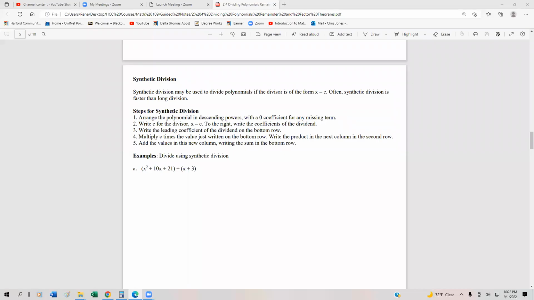As we've seen, we can divide two polynomials using long division, and long division always works no matter what. But sometimes it's a little bit easier to use this other method when a special type of polynomial is being divided, and that's called synthetic division. We're looking to divide synthetically when the divisor is of the form x plus c. So for example, if you had x plus 1 or x minus 3 or something like that, those would be okay to use with synthetic division.